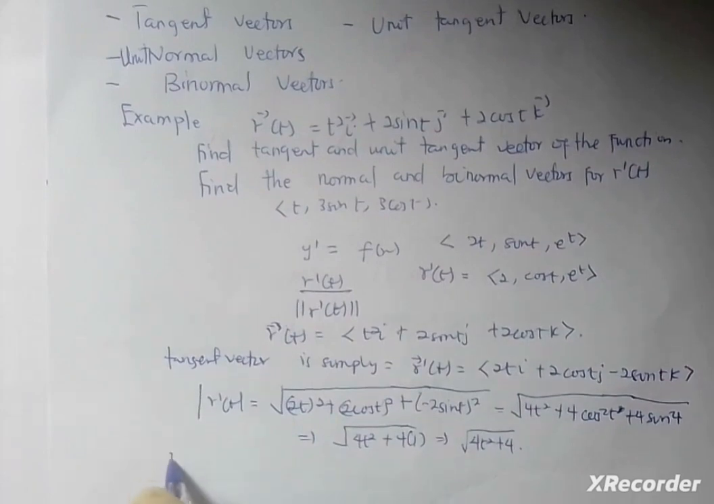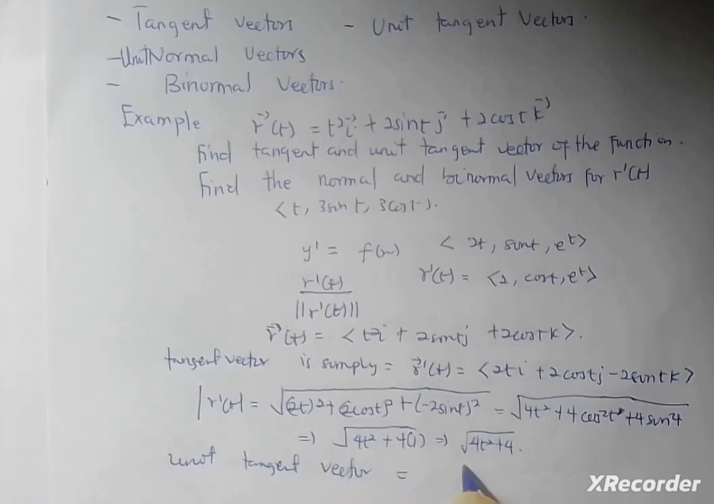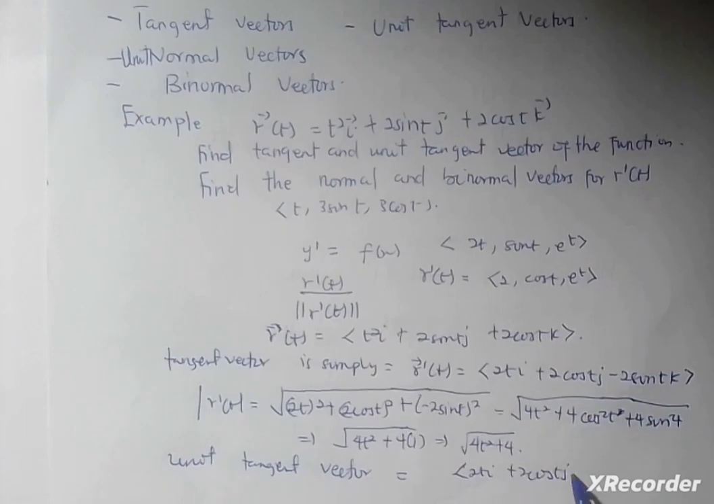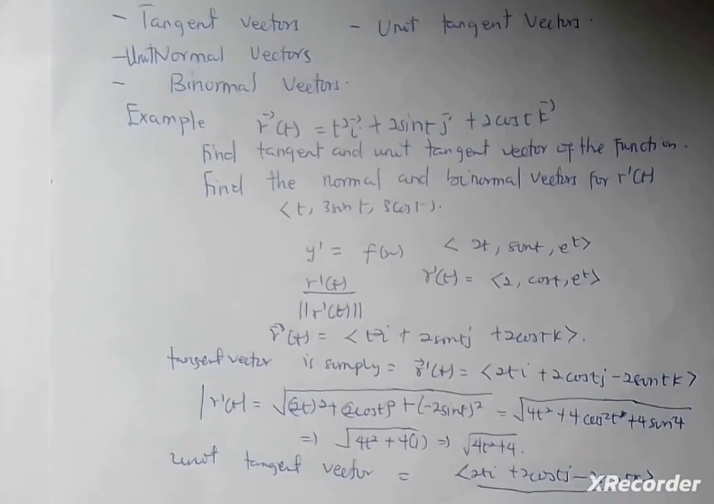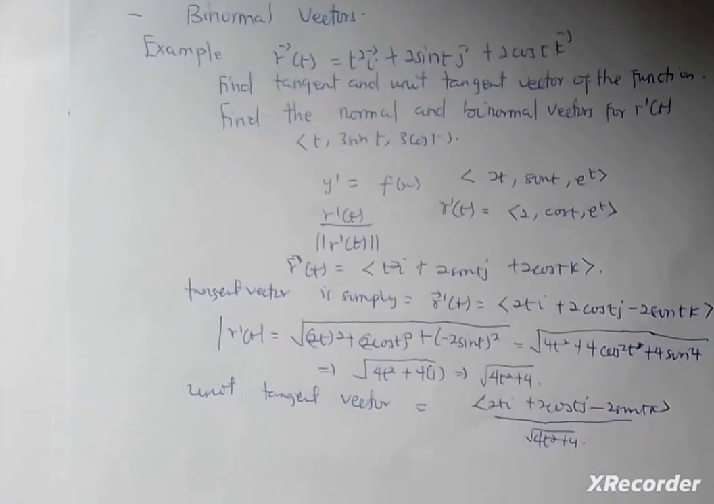Now we have our length, so we're going to get the unit tangent vector. The unit tangent vector is simply equal to r prime of t over the length, which is 2t i plus 2 cos t j minus 2 sine t k, all over the square root of 4t squared plus 4. That is simply how to find the tangent vector and the unit tangent vector. Let's go to the second part.